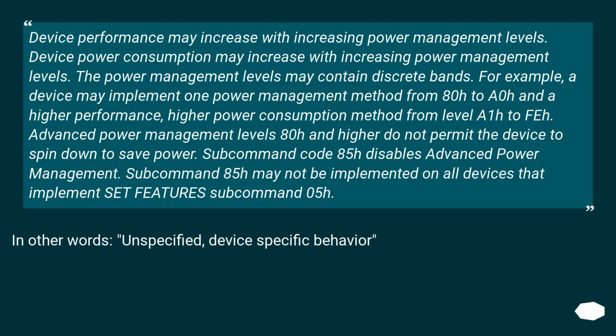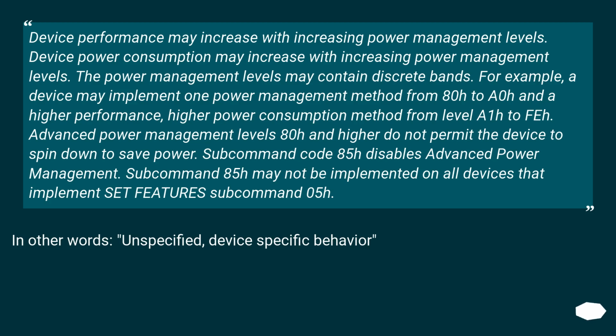Device performance may increase with increasing power management levels. Device power consumption may increase with increasing power management levels. The power management levels may contain discrete bands. For example, a device may implement one power management method from 80h to A0h and a higher performance, higher power consumption method from level A1h to FEh.